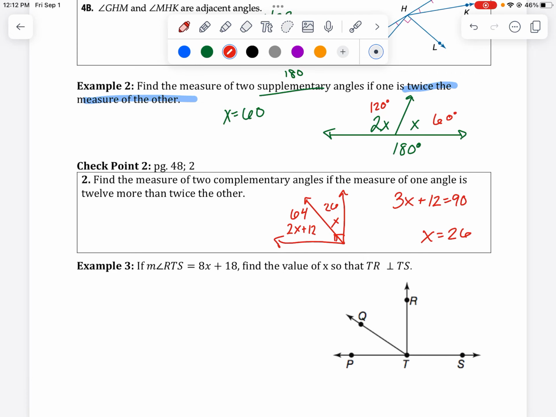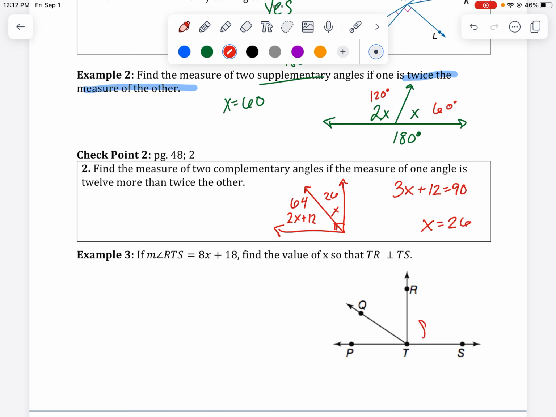All right, and our last one here, if this is 8x plus 18, I can set 8x plus 18 equal to 90, or 8x is 72, or x is 9.